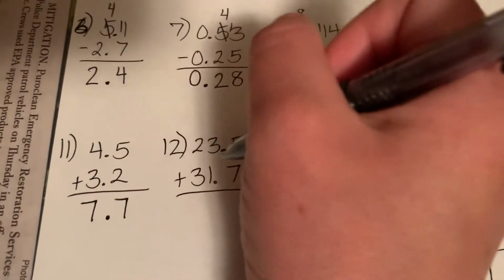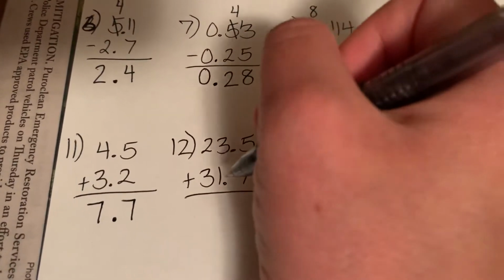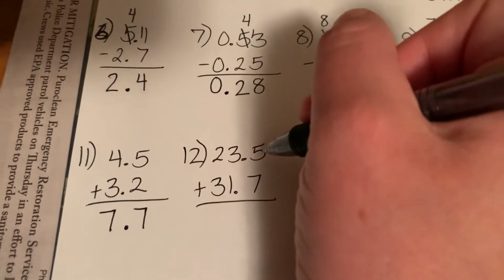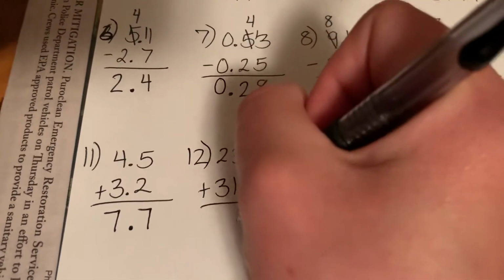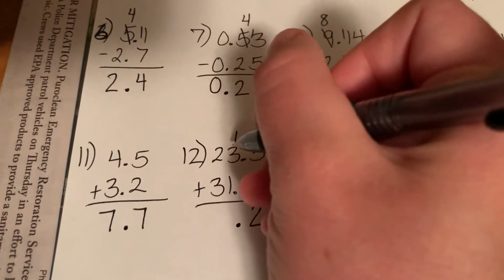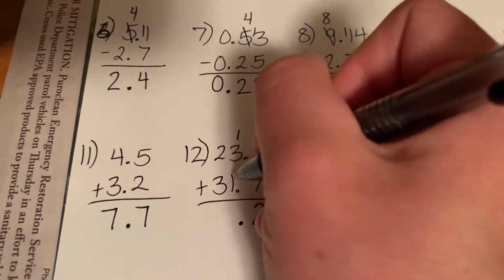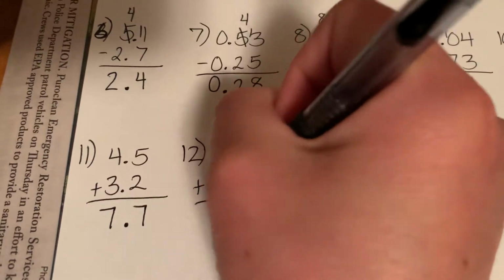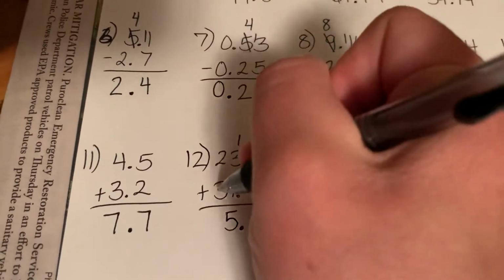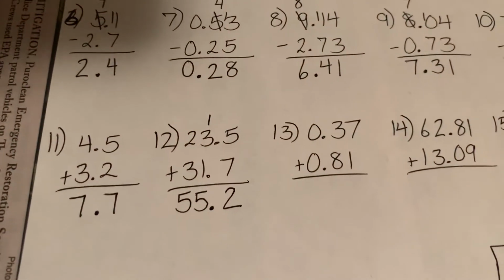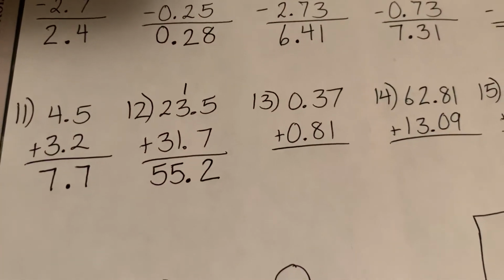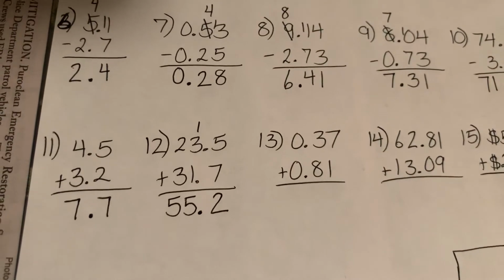Number 12, 23.5 plus 31.7. 5 plus 7 is 12. 2 down, carry the 1. Bring down the decimal. 1 plus 3 is 4. 4 plus 1 is 5. 2 plus 3 is 5. So your answer is 55.2 or 55 2/10.